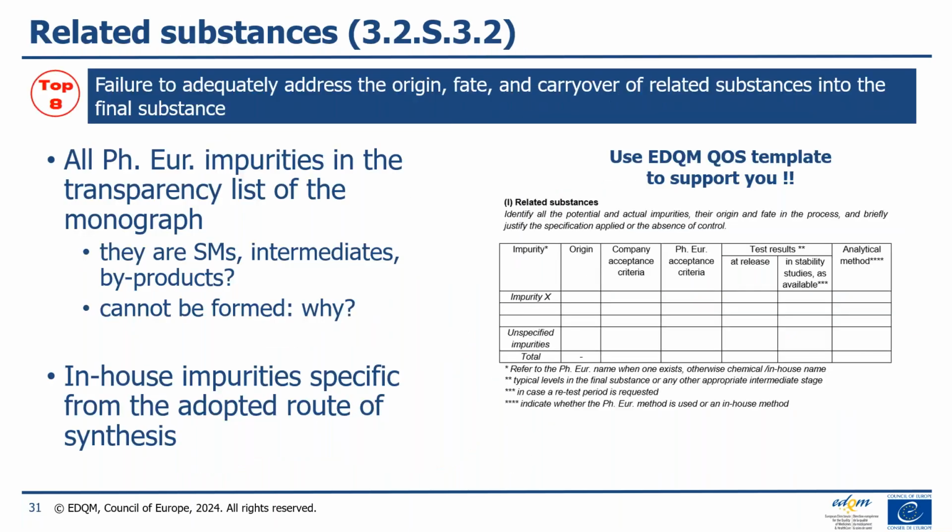So coming to related substances, we want to see a discussion on all European Pharmacopoeia impurities, those in the transparency list of the monograph. It's important that you let us know if they are starting materials, if they are intermediates, if they are byproducts, and if they cannot be formed, why not?